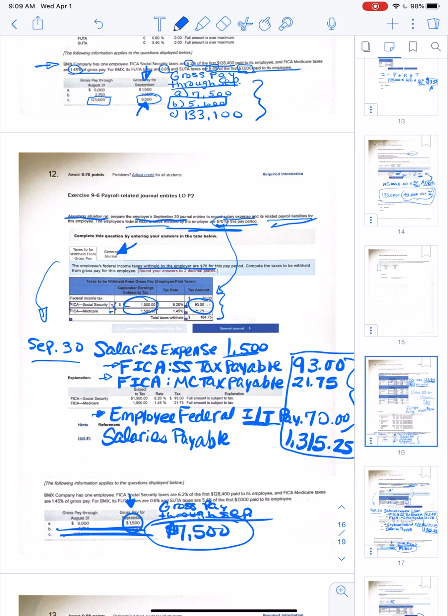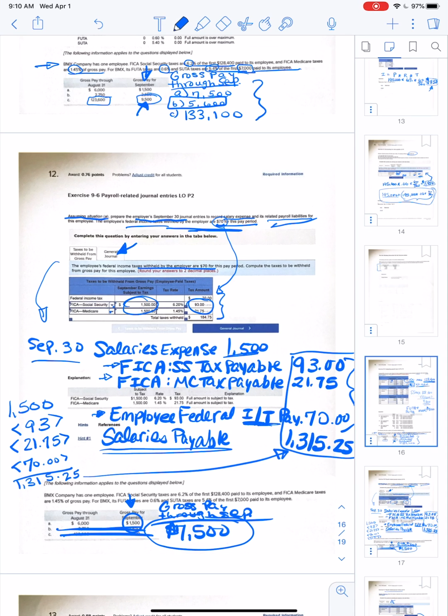Now, I've abbreviated income tax as IT just for the sake of getting this to fit on the page, so please don't let that confuse you. Then, the last number we actually get here is salaries payable, and it's really just a plug to make this thing balance. So if you want to see it another way, this is just $1,500 less $93 less $21.75 less $70, and that will give you the $1,315.25 that you see here.